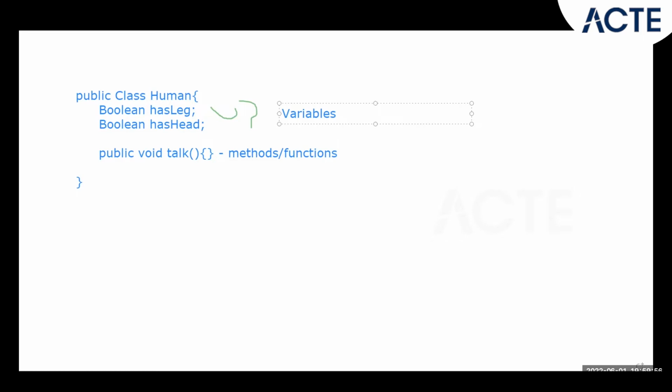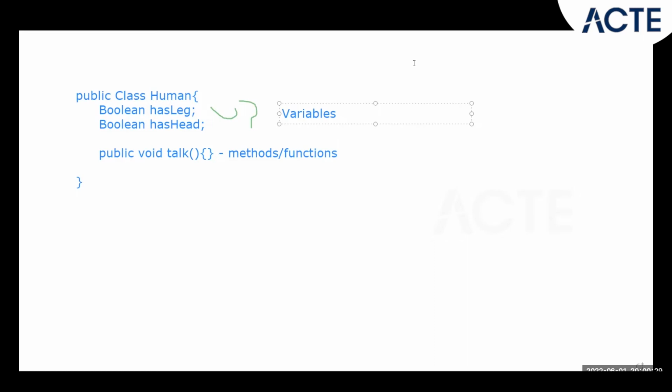Like a human, they will have some characteristics, like they have head, they have legs, so you will say those will be the variables. Whenever they have behavior, it means they will run, walk, talk, the actions they can perform. Those are called the behavior, so those will be the methods or the functions. Clear? Now the same thing we'll look into in the Apex part.